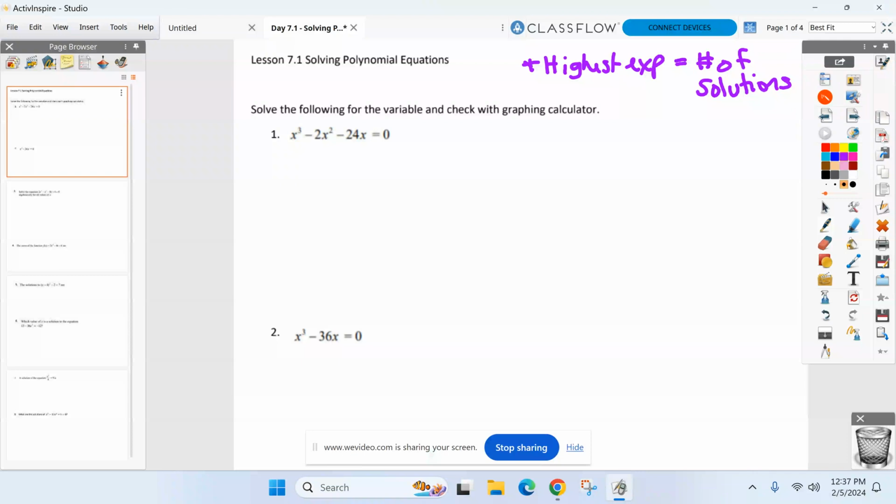And again, I don't care what the highest exponent is. I don't care how many terms. We're going to end up solving all these by factoring. So if you look at the first one there, I know I'm going to have 3 terms at the end, so I keep that in my mind, or write it down off to the side if you prefer.